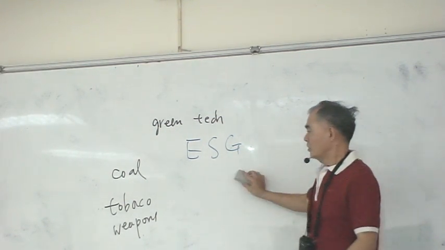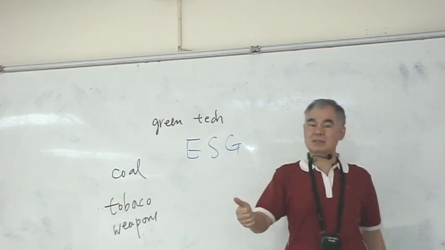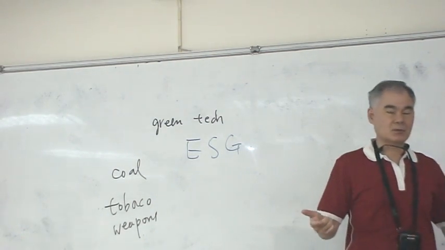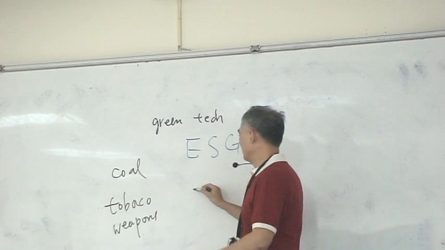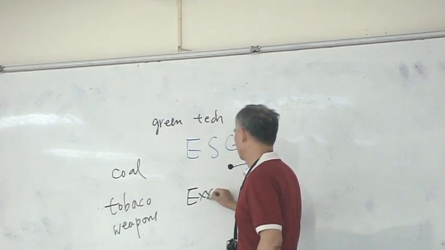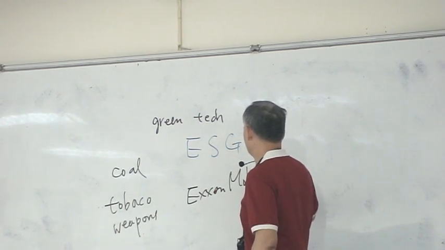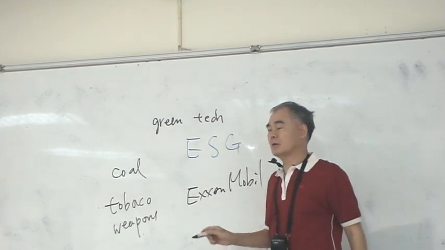Supposedly, if gasoline is expensive, oil is expensive, there is a big company called ExxonMobil, and another company called BP.